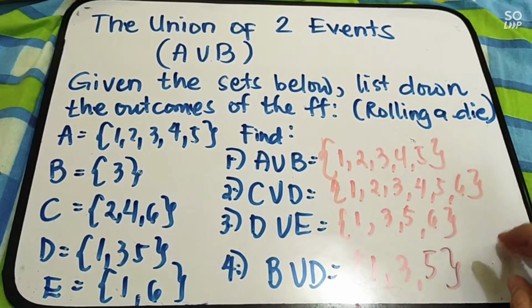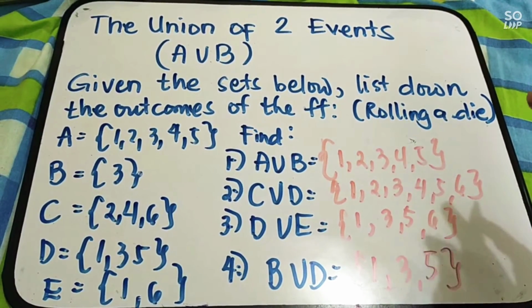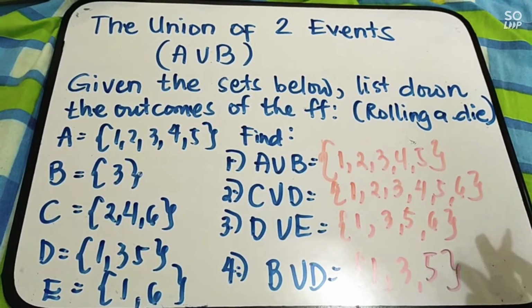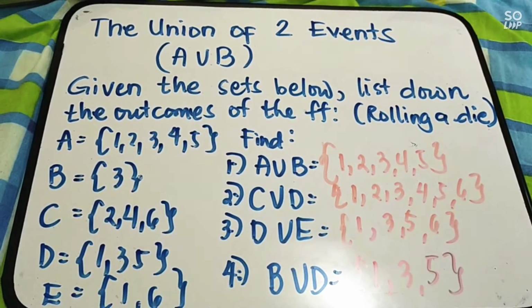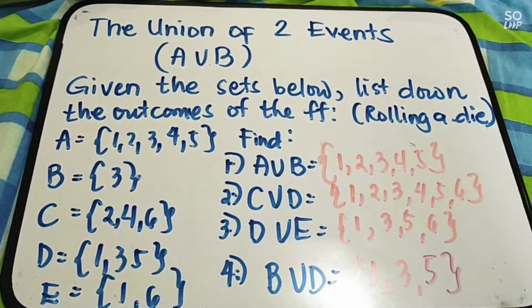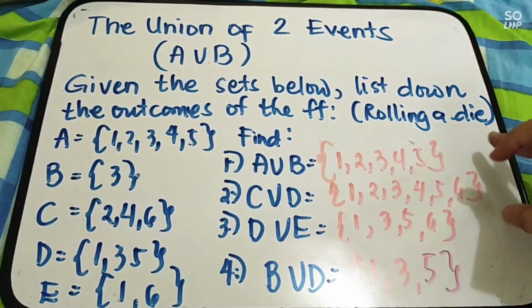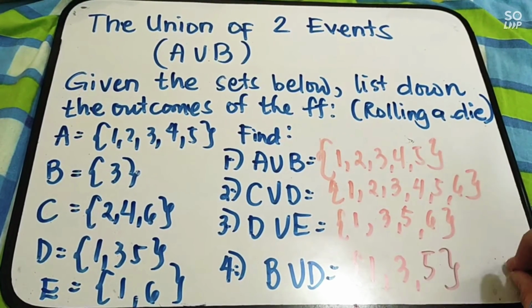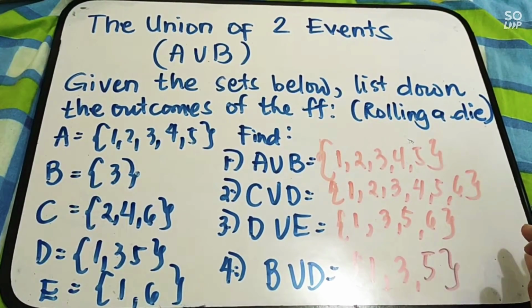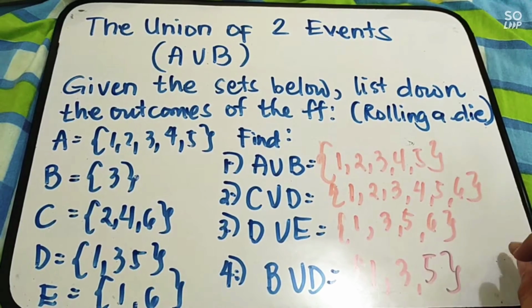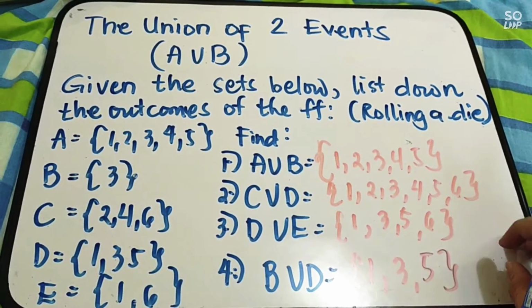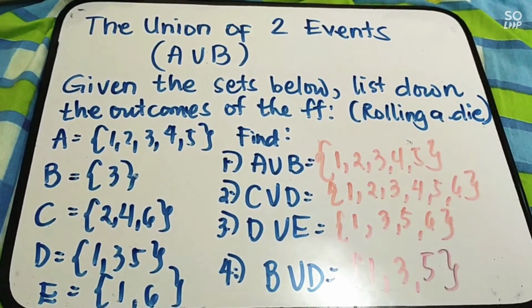So that is how you find the union of sets. Now, let's move on to the problem solving. How are we going to find the probability? This is only union so far, there is no probability yet. Next, how we are going to find the probability of the union of two events.